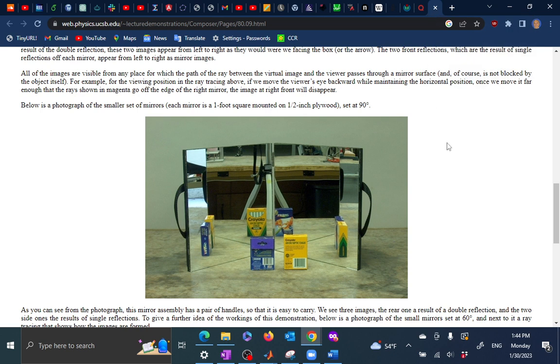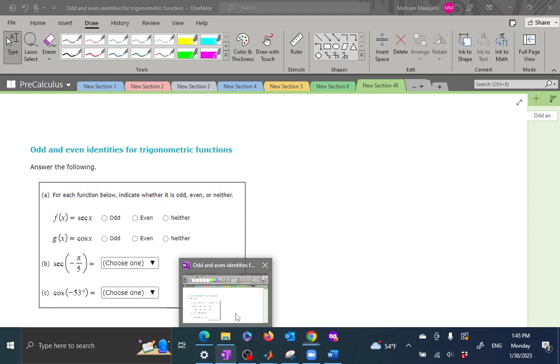Here is a classroom setup for just what we mentioned. There are two mirrors here perpendicular to each other. The images on the left and the right are what you're accustomed to. Back there is a third image, and let me see if I can motivate you guys to go and investigate that image. But let's come back to our topic.